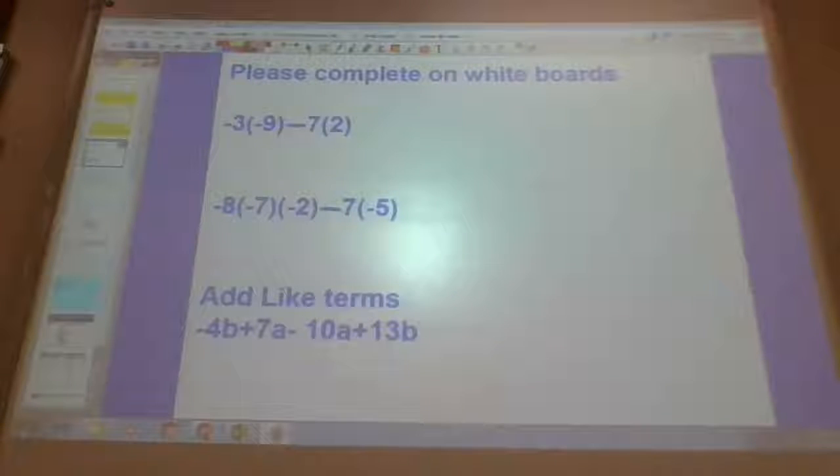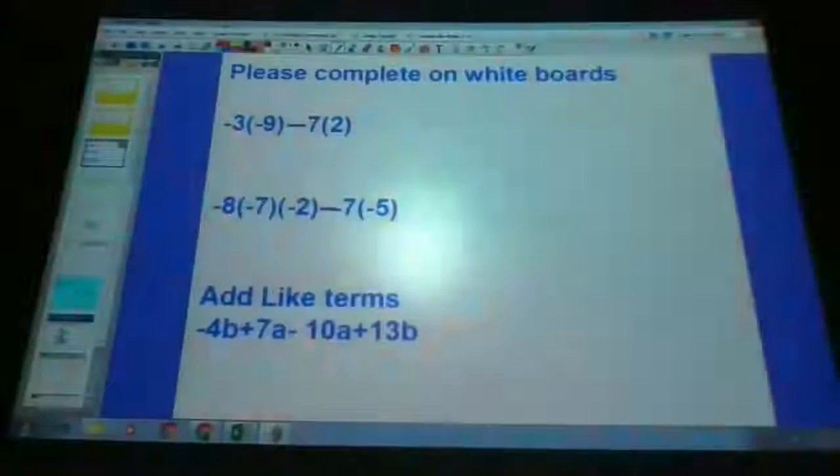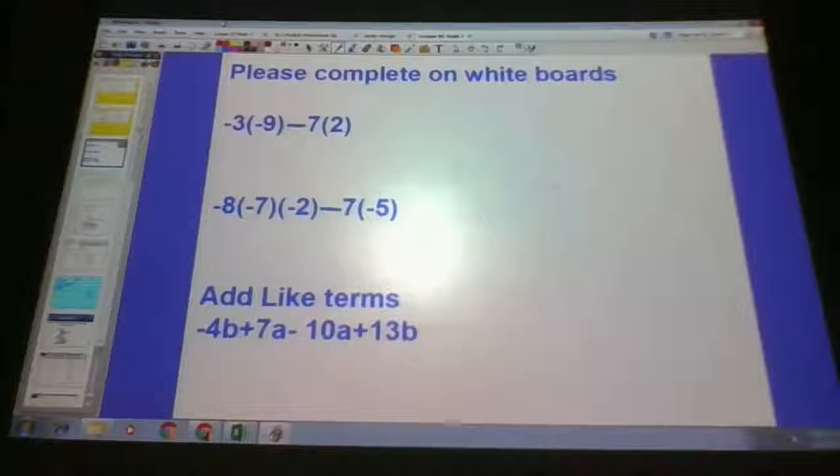All right, good morning, you guys. This morning, I would like you to do the following problems, not on your whiteboards, but in your notebooks, because these are ones that we need help with to make sure that we get them right. And I'll give you some time to practice.